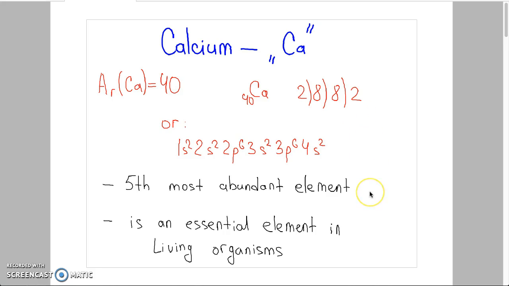Calcium is the fifth most abundant element, or the third most abundant metal, in the Earth's crust. Calcium is an essential element in living organisms. It's a major component of bones and teeth. A characteristic function of calcium ions in living systems is the activation of a variety of metabolic processes. Calcium plays a vital role in heart action, blood clotting, muscle contraction, and nerve transmissions. That's why calcium is called an essential element.